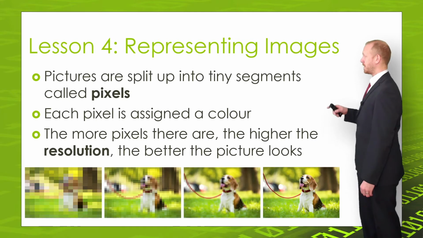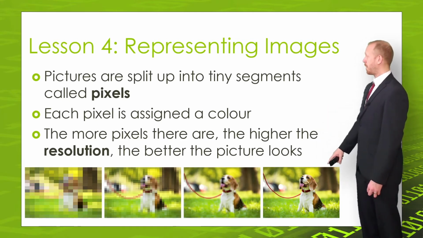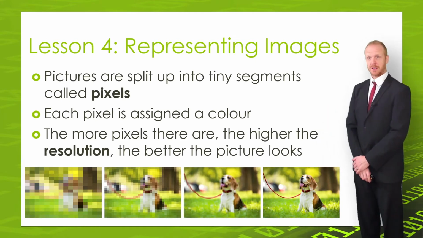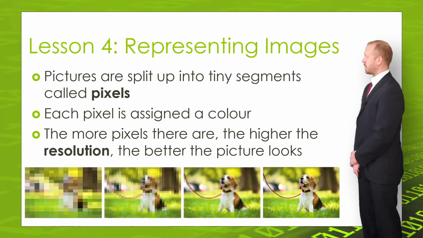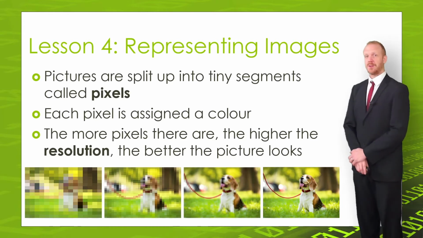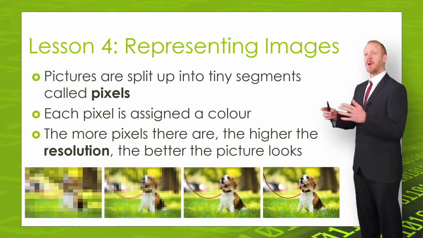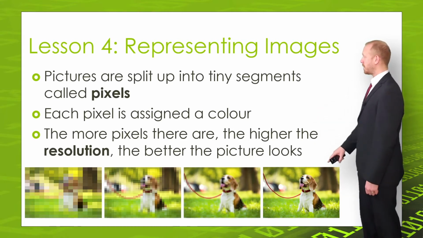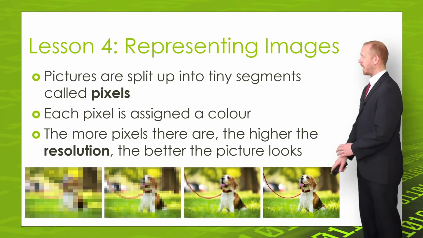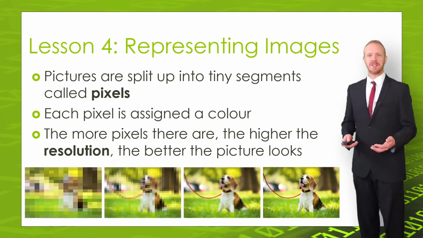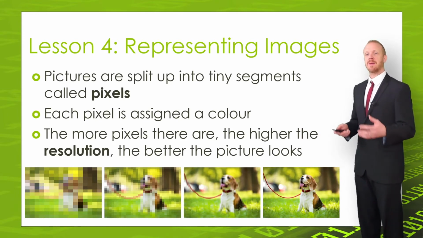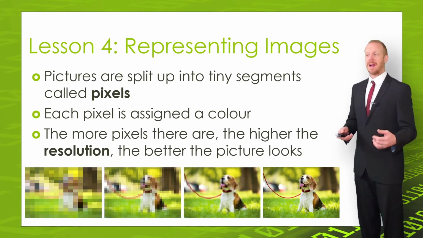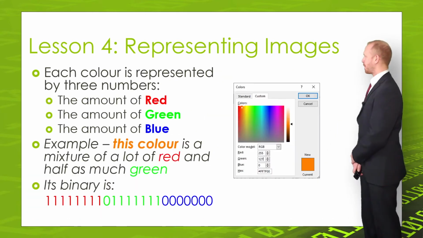Each of those pixels is a single coloured block, and having enough of them makes us able to recreate the original picture. The more pixels there are, the higher the resolution. The resolution means number of pixels per unit of area. So this is a high resolution image, that's a low resolution image, and you can see the difference. The disadvantage of high resolution images is that they take more space and more memory and more time to transmit.